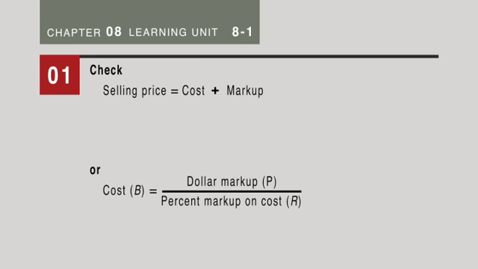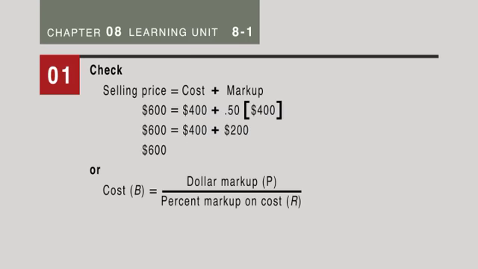We can also check this. We can look at selling price equals cost plus markup. So the $600 equals the $400 plus 0.5 times $400, which equals $200, so our $600 does in fact equal $600, so we're good. You can also look at the cost, which equals the dollar markup divided by the percent markup on cost. So you have $200 divided by 0.5 and you get $400 as well. So there's a lot of different ways you can look at this problem to solve it.